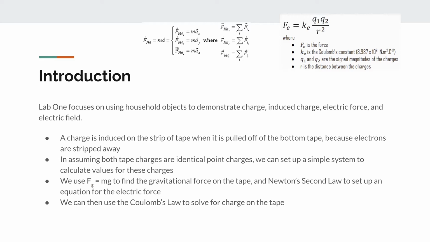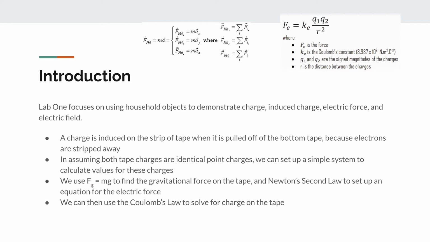So a charge is induced on the tape when the strip of tape is pulled off the bottom tape because electrons become stripped away. Therefore, the tape gains a positive charge. Assuming both tape charges are identical point charges, we can set up a simple system to calculate values for these charges. Two of the assumptions made are that the tapes are both equally charged and that the tapes are point charges with all charge concentrated at the center, and therefore we can set up a relatively simple way to solve for these point charges.